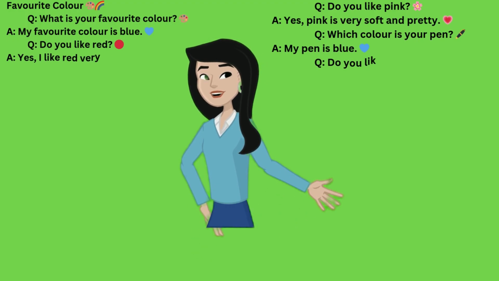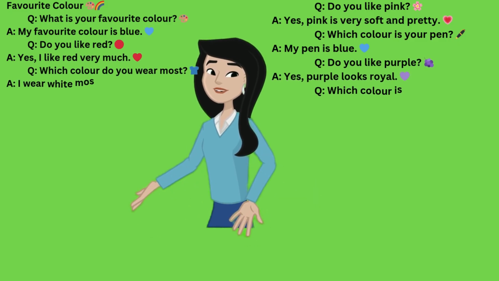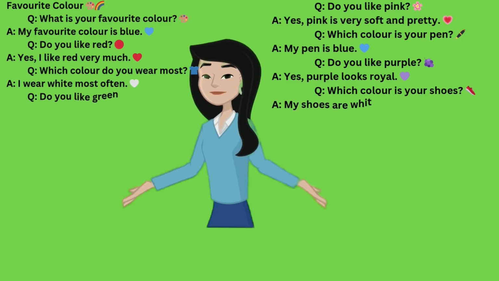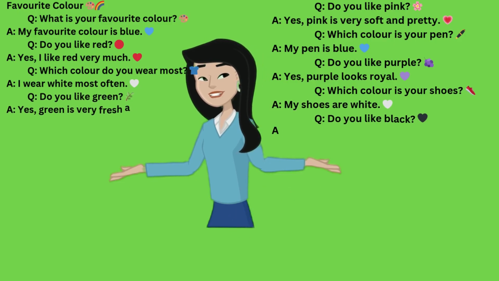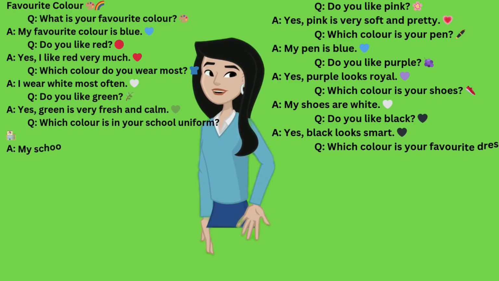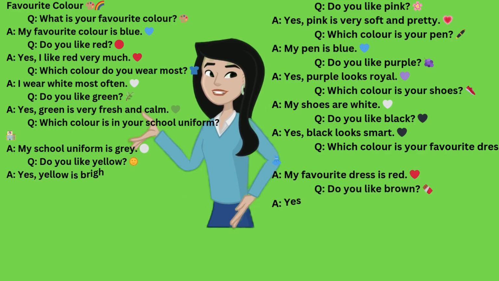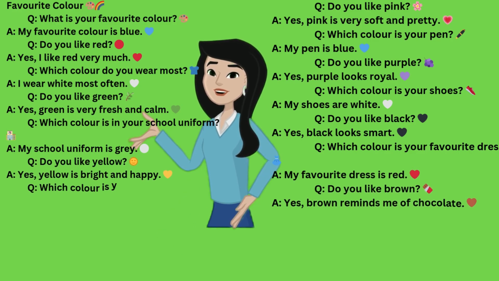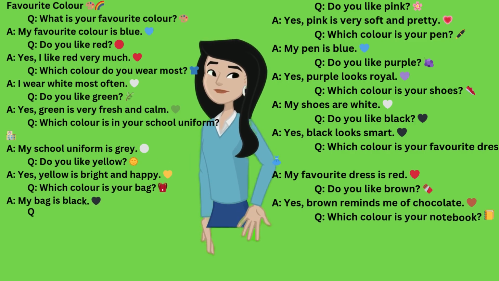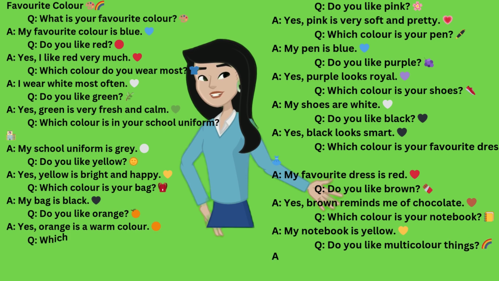2. Question: Do you like red? Answer: Yes, I like red very much. 3. Question: Which color do you wear most? Answer: I wear white most often. 4. Question: Do you like green? Answer: Yes, green is very fresh and calm. 5. Question: Which color is in your school uniform? Answer: My school uniform is gray.